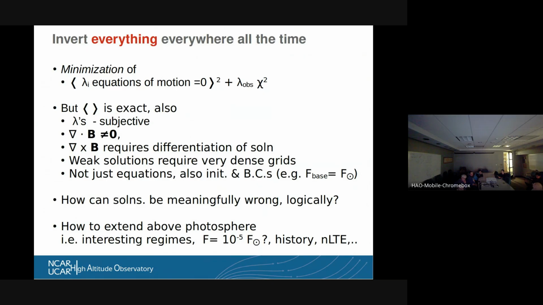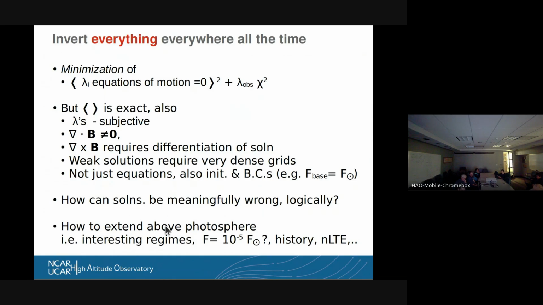It doesn't make any sense to set the grid of a numerical calculation on the basis of what an observation is. You've got a telescope and there's an atmosphere and you're looking through it. The sun is going to do things at magnetic Reynolds numbers which are orders of magnitude larger than anything that would state that you need to use those kinds of resolutions. The thing I have a real problem with is how can these solutions be meaningfully wrong?